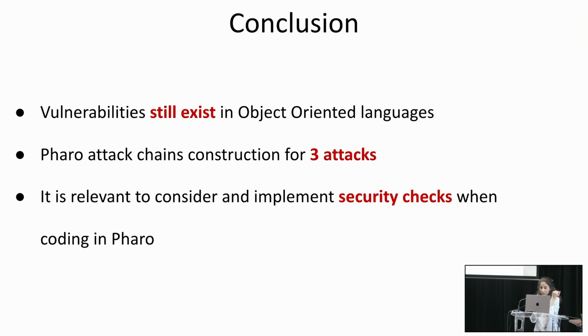To conclude this talk, vulnerabilities and weaknesses still exist in object-oriented languages and in Pharo. We did 3 attacks on Pharo. I showed you just one attack, but we did 3 attacks. And in our point of view, it is very relevant that we add security checks when we are writing code in Pharo.